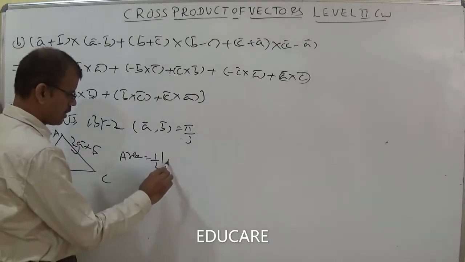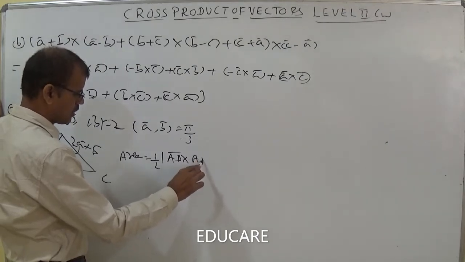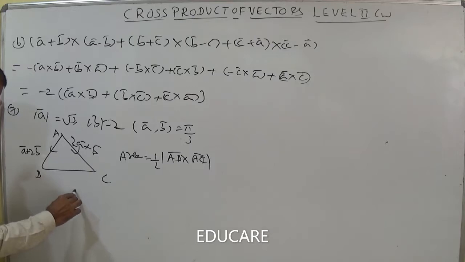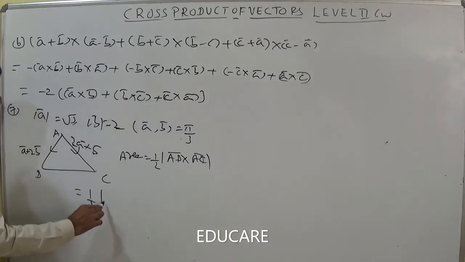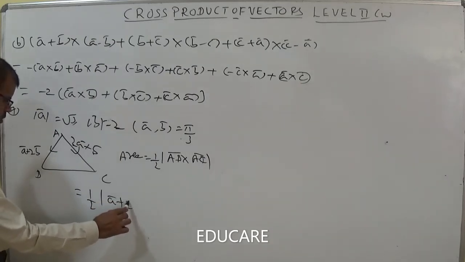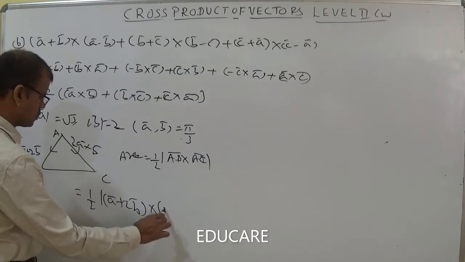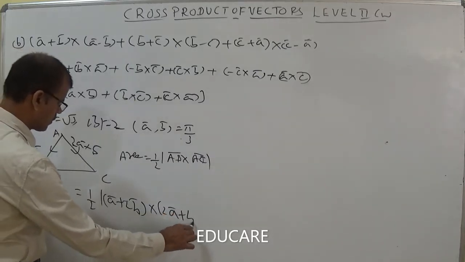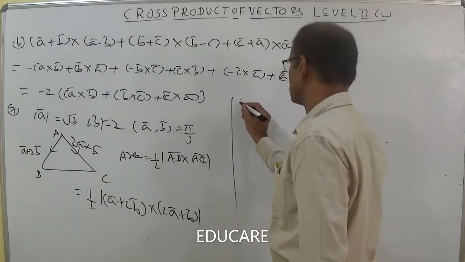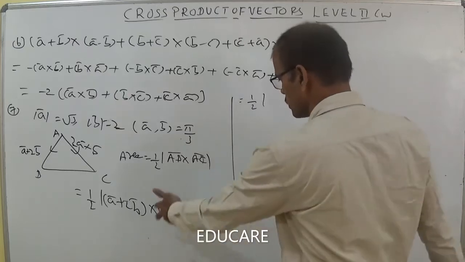So you should put mod here. If he is asking about vector area, you should not put mod here. Here you write 1 by 2 AB cross AC. Then we can say 1 by 2 into AB, which he gave as A bar plus 2B bar, cross 2A bar plus B bar. So you can write now that it is equal to 1 by 2 into cross product. A cross A is zero, no need to write it.